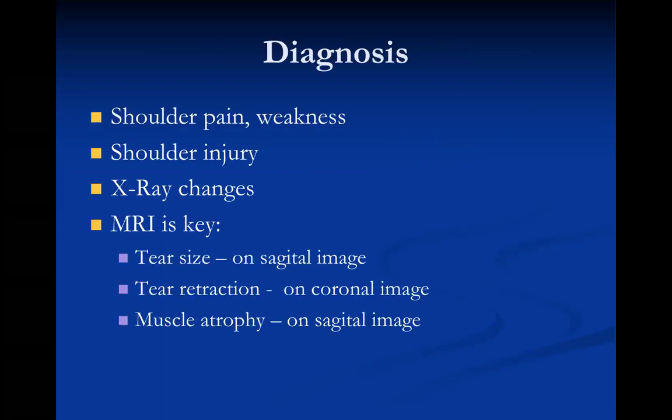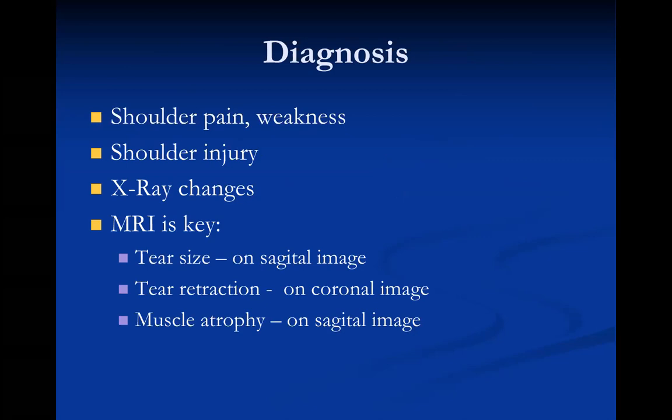Diagnosis, again, back to the physical exam, history, shoulder pain, shoulder weakness, specific areas of weakness within the specific rotator cuff tissues, an injury that caused a change in terms of function, something that you're not recovering from. X-rays and MRI are key.